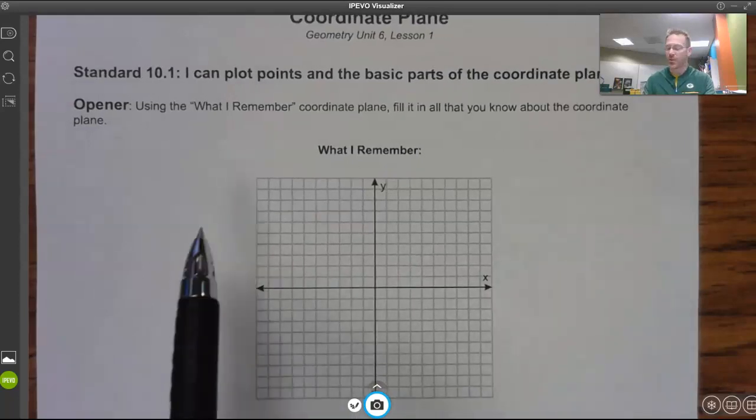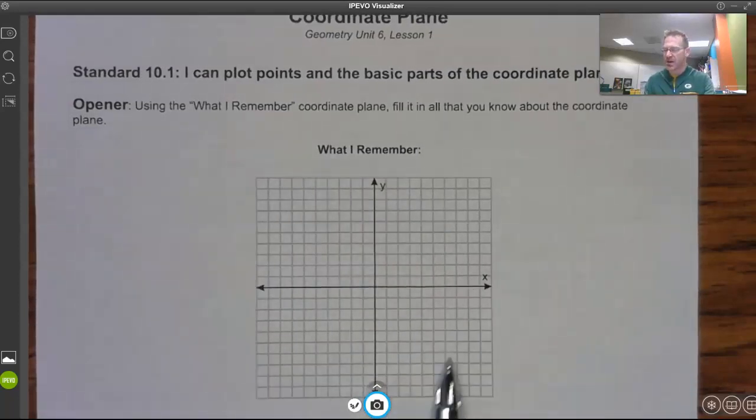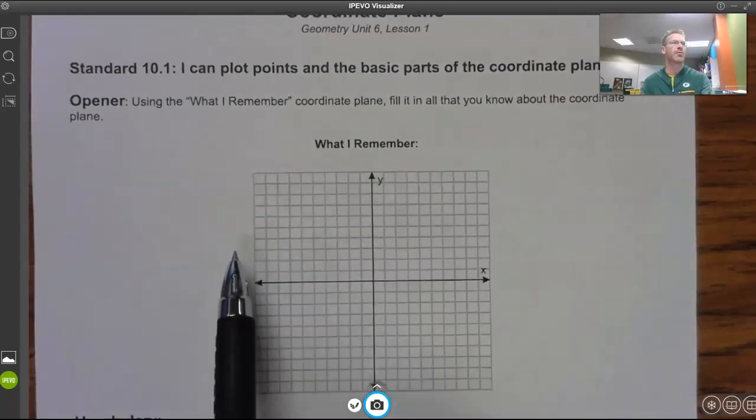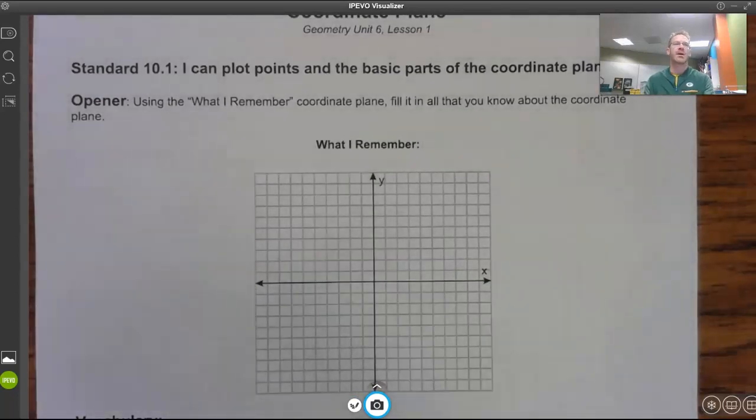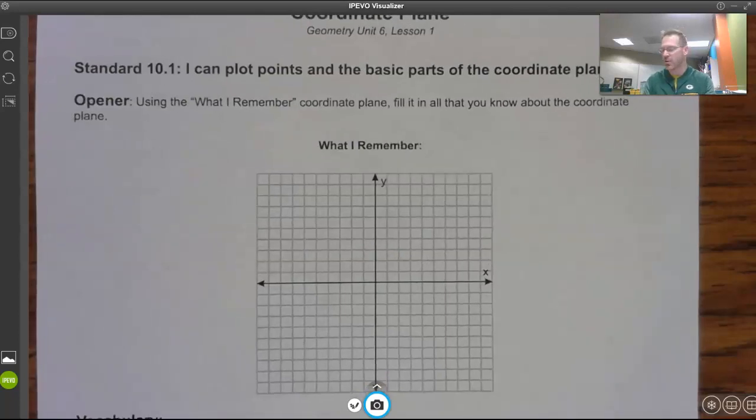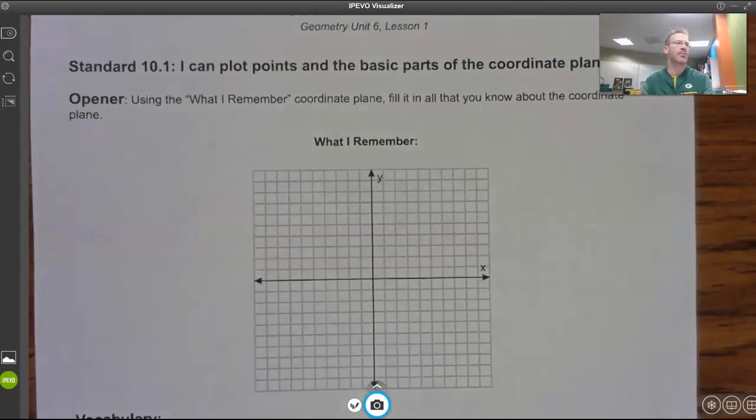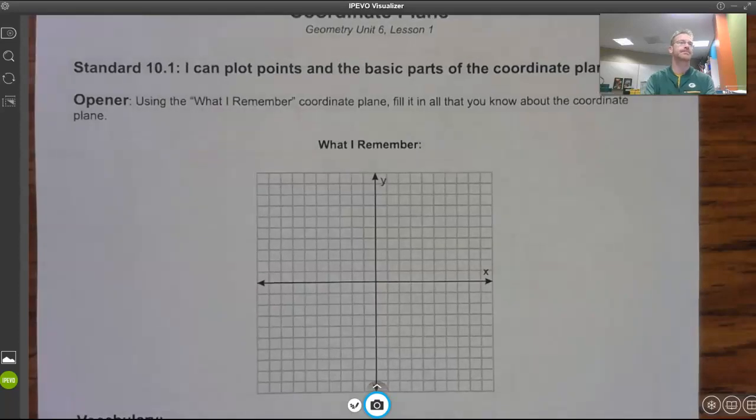So we have our opener here. And so what I want you to do is just kind of think about the coordinate plane and what things do you remember about the coordinate plane? All right, so pause the video, take a minute or two, write out a few things, maybe label some things on the coordinate plane here, and flip back on and we'll go talk about some specifics here.